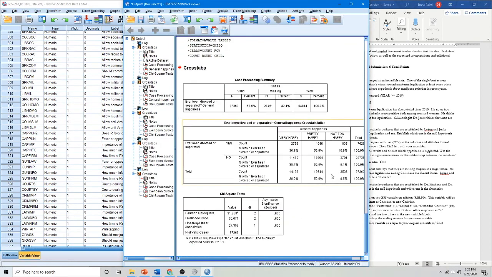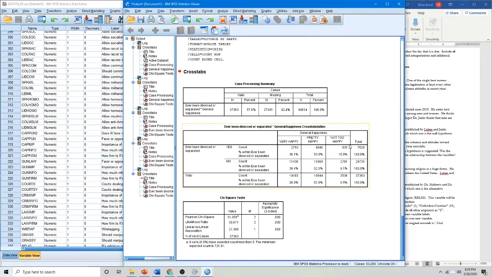You will get this, or something that looks like this. This is your crosstab right here. Here you have your cases and missing percentage, but the first really important information is your crosstab. This shows the proportions of people who report being very happy, pretty happy, or not too happy among those who have been divorced or those who have not been divorced. And you can see that among those who have been divorced, about 36% are very happy.